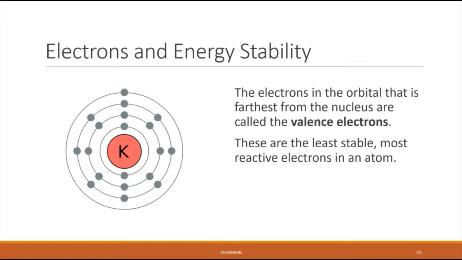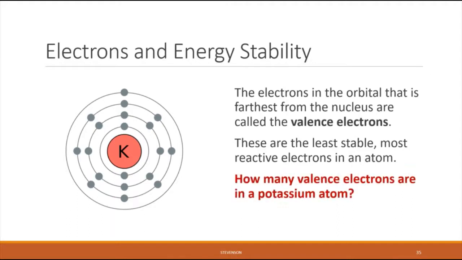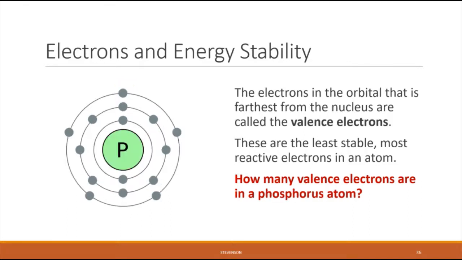If we look at this depiction of a potassium atom here, K is the chemical symbol for potassium, we can see that in the outermost valence, there is a single valence electron. If we look at this phosphorus atom, on the other hand, in the outermost orbital, there are 5 valence electrons. So different atoms have different numbers of valence electrons in their outermost orbital.